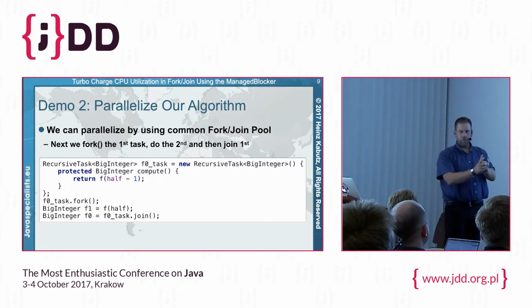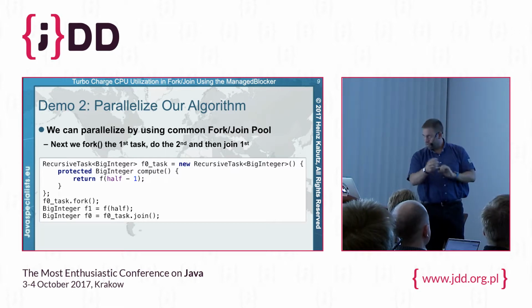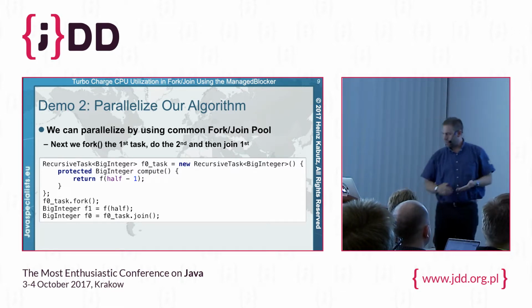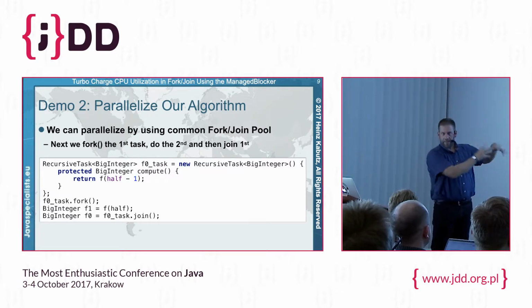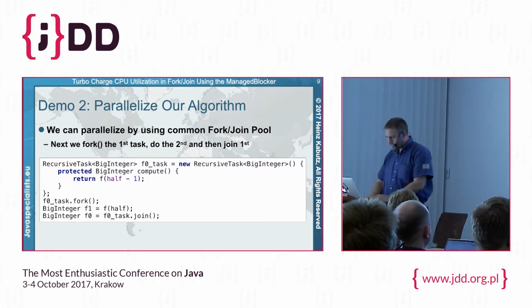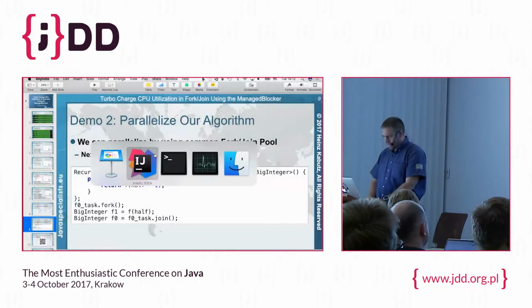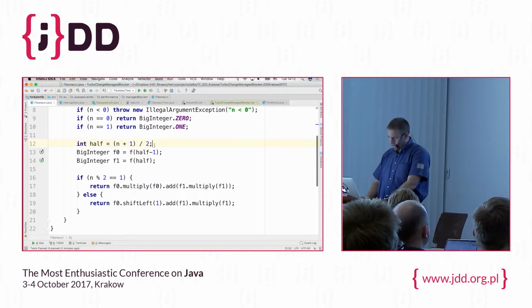So if I've got two, I'd fork the one, execute the next one, and then join with the one I did before to get the results. So instead of just calling f half and f half minus 1, I'm wrapping it inside an object, forking it, and then later on joining together again. All right, let's try that and see if that makes it faster. Now, I've got 4 cores, so I would expect it to be quite a bit faster.